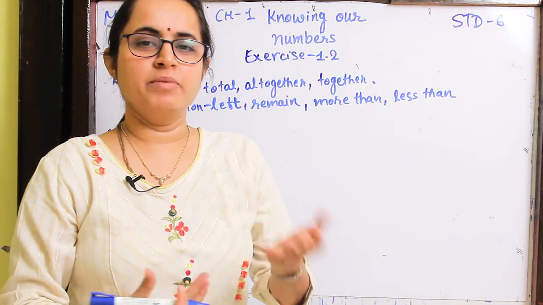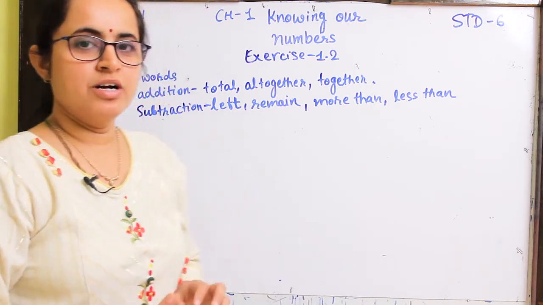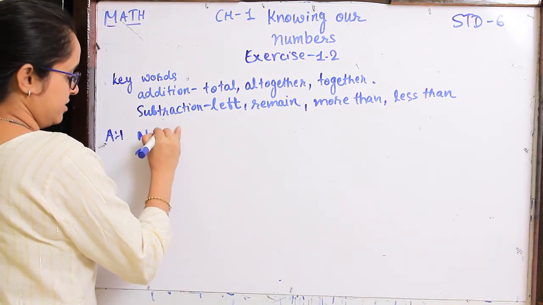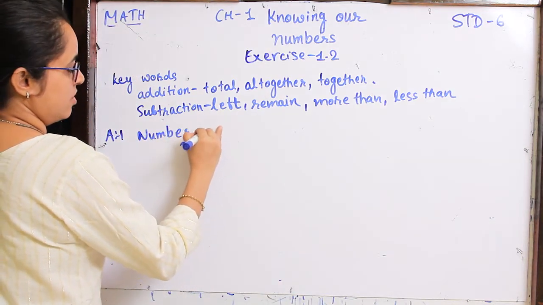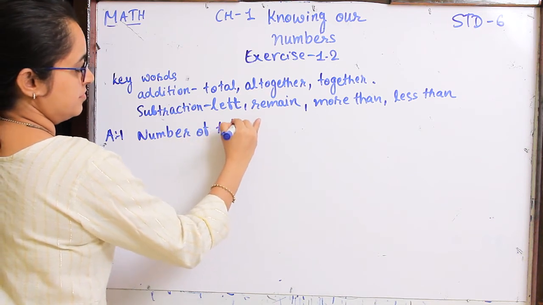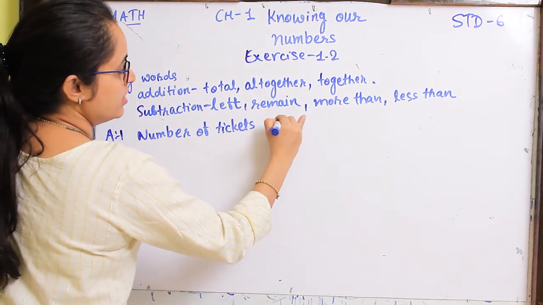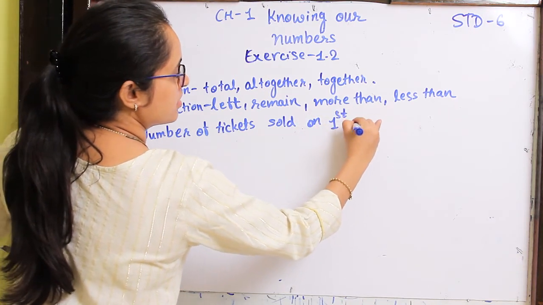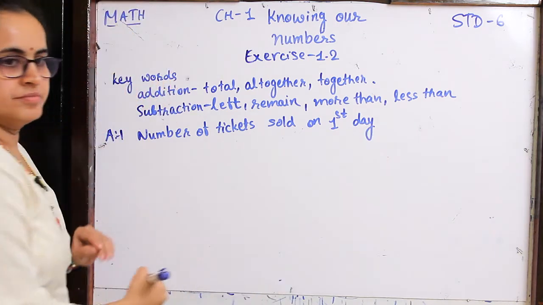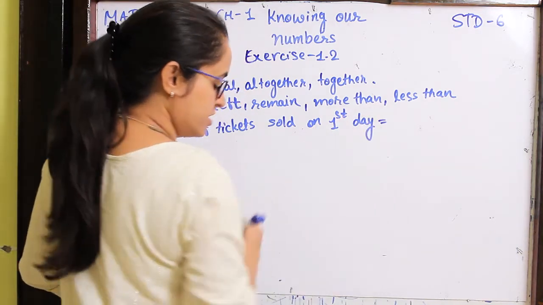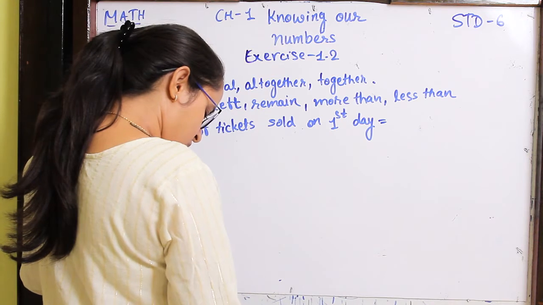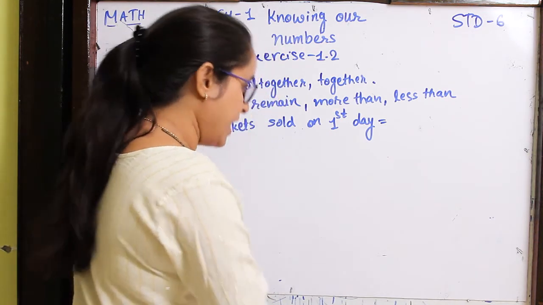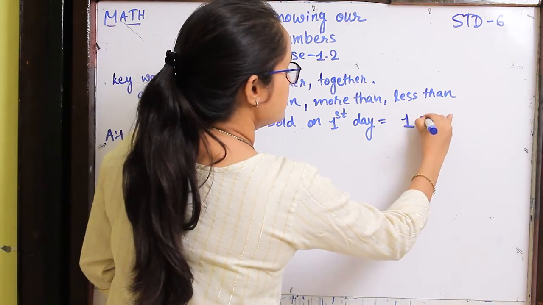Now we'll move on to the first question. I have already read this question. It says total number of tickets sold. You have been given the number of tickets sold for 4 consecutive days, and you have to add those numbers and find out how many tickets were sold in total. So how to write this statement?